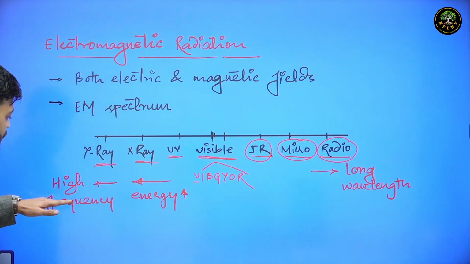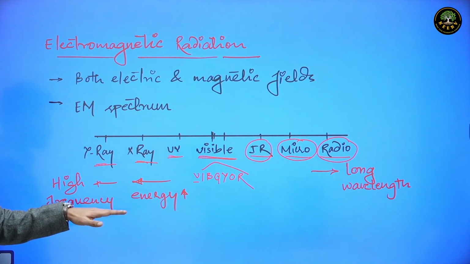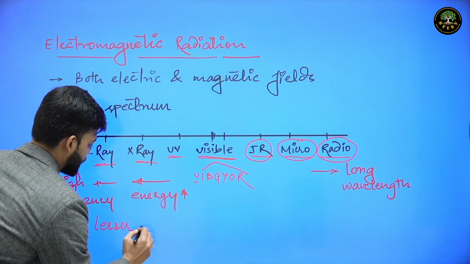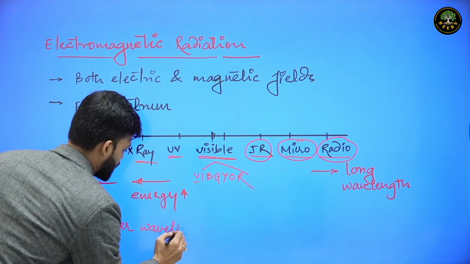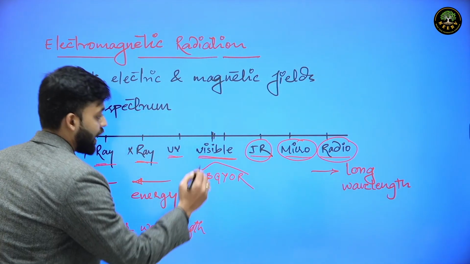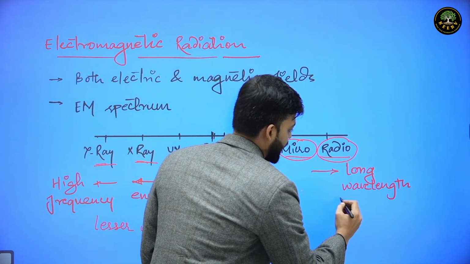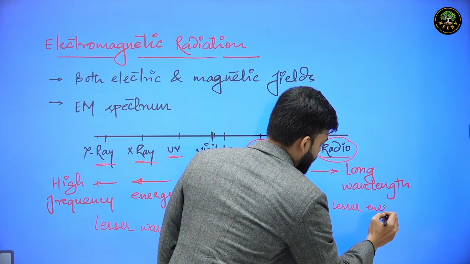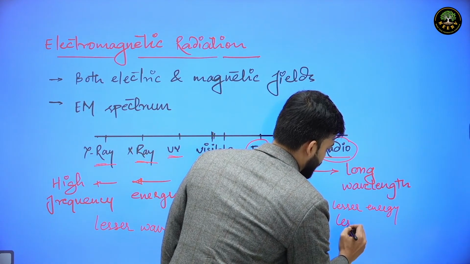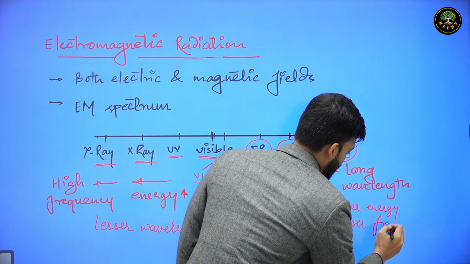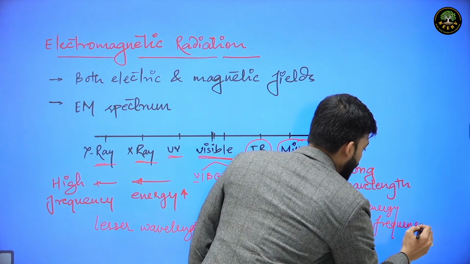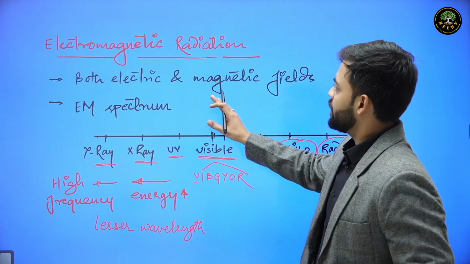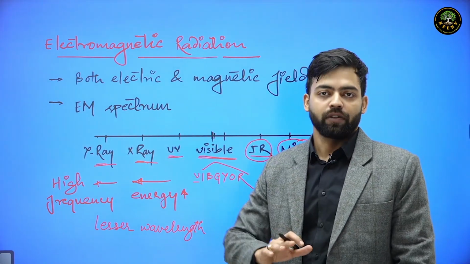Towards this side, higher frequency and higher energy is there, but lesser wavelength. And towards infrared rays, longer wavelength, lesser energy and lesser frequency. Now, how do these electromagnetic radiations give rise to dynamic changes on the surface of the Earth?